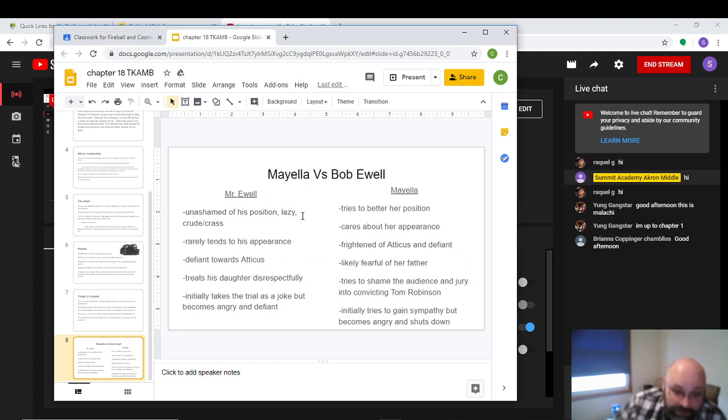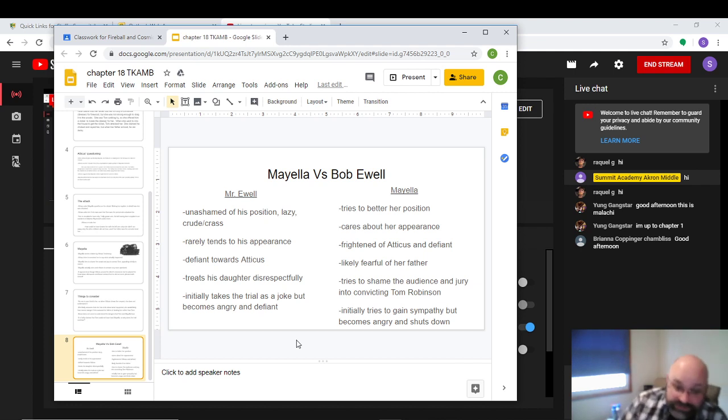Another thing to keep in mind is the comparison between Bob, that's Mr. Ewell, and Mayella, like how they react to the situation. Mr. Ewell's unashamed of his position. He's lazy, he's crude, he's crass. Mayella's embarrassed by her position in life, and she's trying to make it better. She cares about her appearance. Mr. Ewell doesn't care about his appearance. Mr. Ewell's very defiant towards Atticus, almost like it's a fight. Mayella's initially frightened of Atticus, but then becomes defiant.